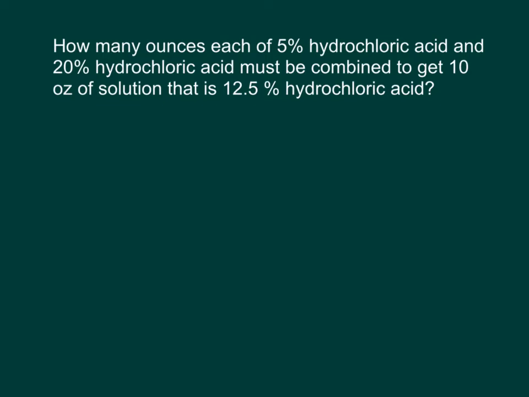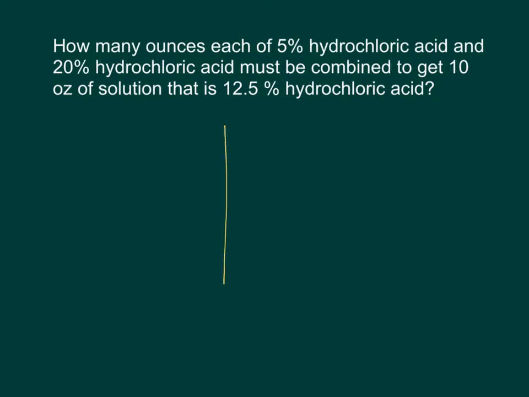For our final word problem, I want to go ahead and look at a mixture problem. Now in Unit 2, we worked with mixture problems a lot, and we used that graphic organizer to help us organize all of our information. We're going to do the same thing here. The question says, how many ounces of a 5% and how many ounces of a 20% has to be combined to get 10 ounces of a 12.5%?